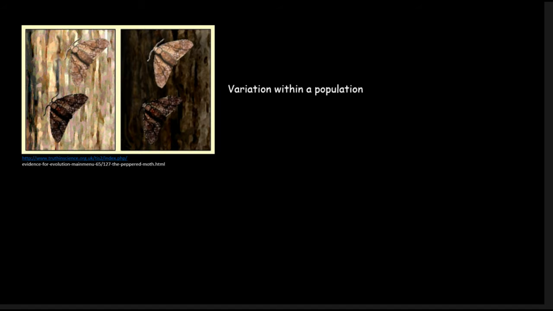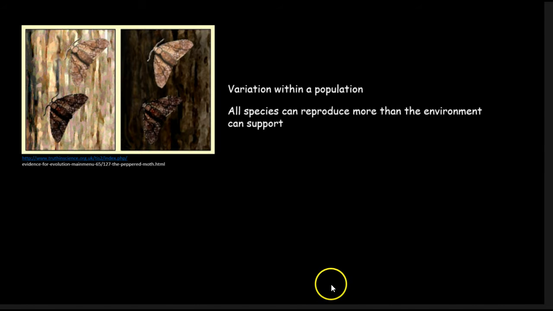The other thing that he noticed is that all species can reproduce more than the environment can support. So these moths are going to produce a lot of little baby moths that have the 2 different variations. But the variation that's going to survive is the one that is specifically adapted to its environment.